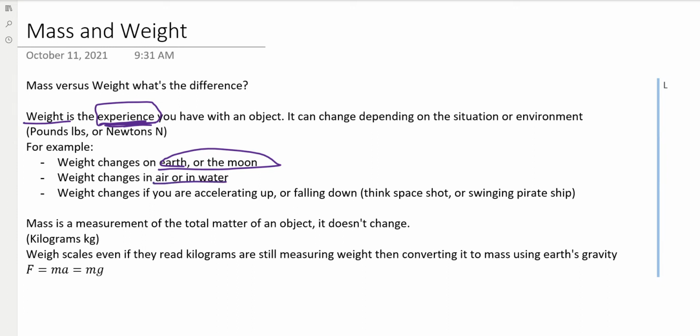It can change in air or water. So basically, if you're in the water, you have buoyancy that's pulling up on whatever the object is. And so something's going to feel significantly less heavy underwater. Weight also changes if you're accelerating up or down. So if you think about if you're falling, right, you feel quote unquote weightless. If you're feeling weightless, it's because you're falling, okay?